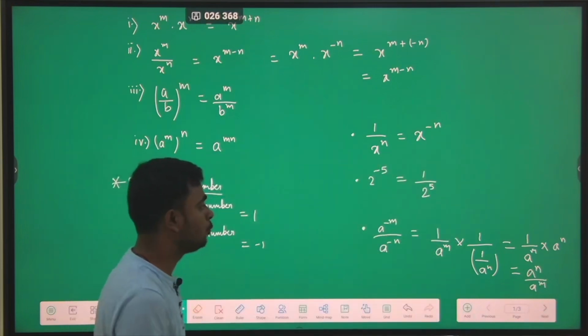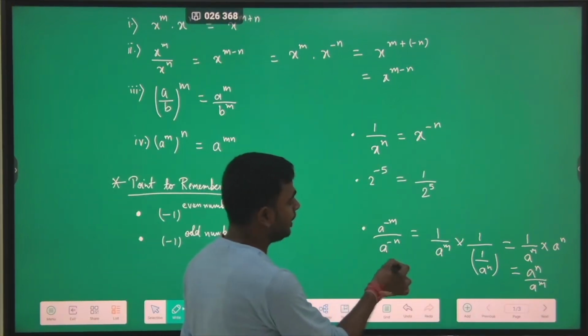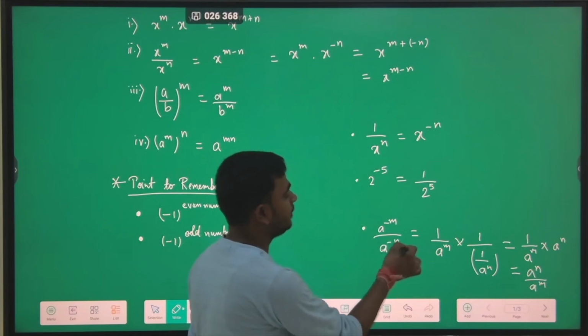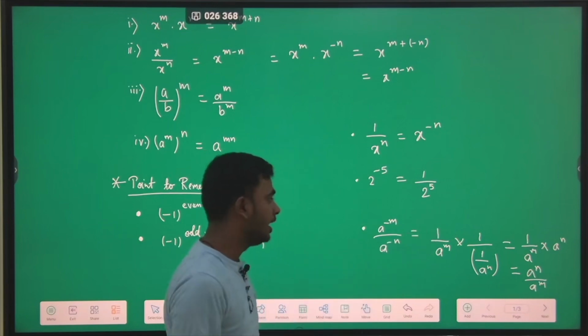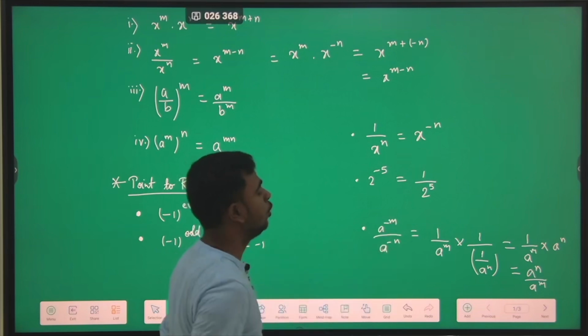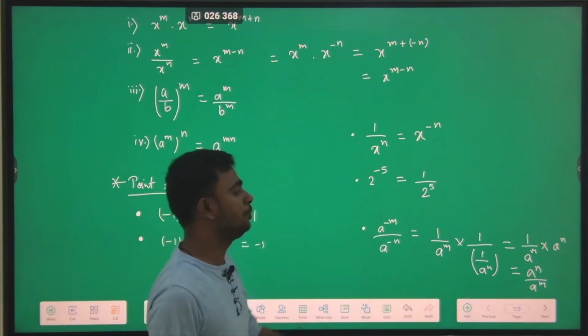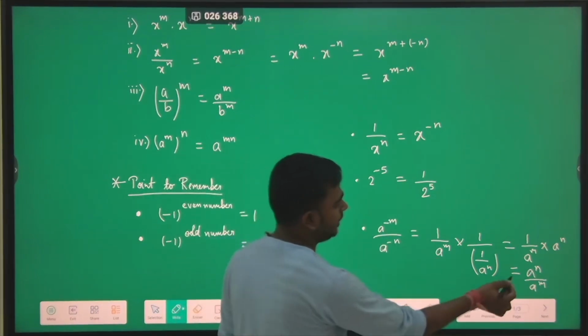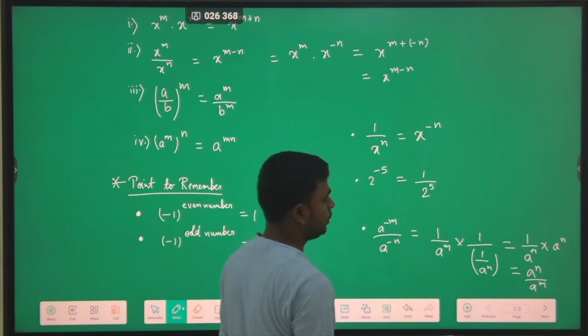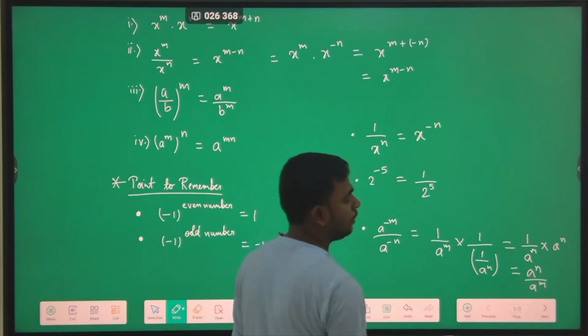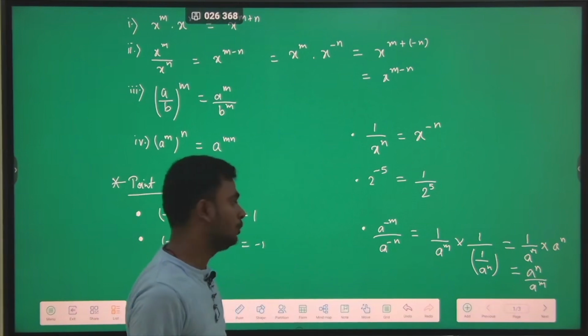So what did we get? A to the power minus n, on reciprocating, gave a to the power n, and a to the power minus m, on reciprocating, gave a to the power m. So the value of a to the power minus m upon a to the power minus n will be a to the power n whole divided by a to the power m.